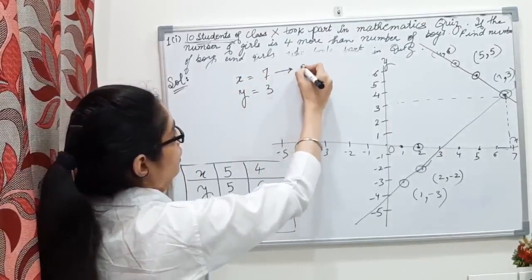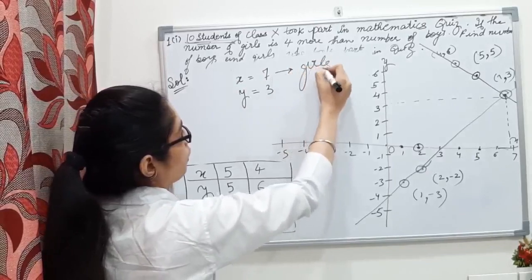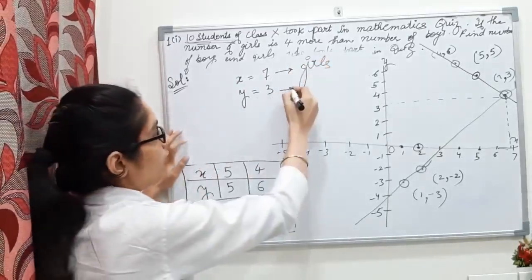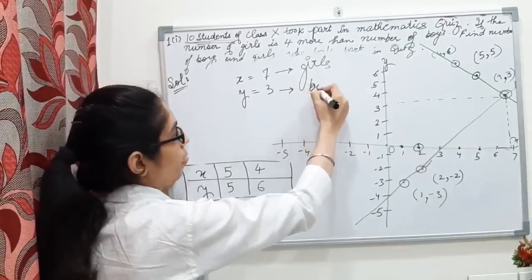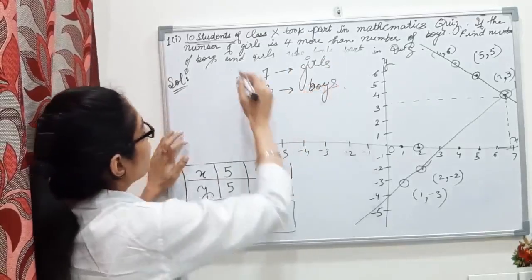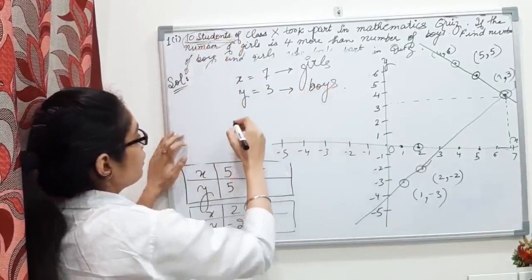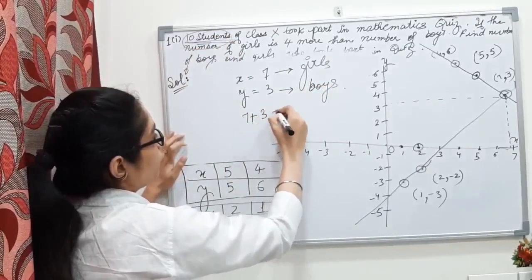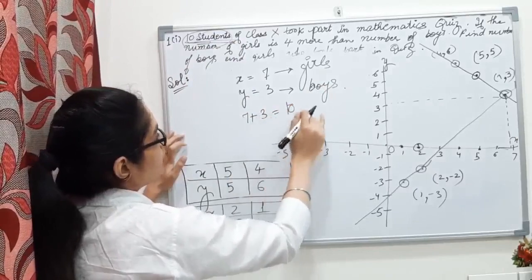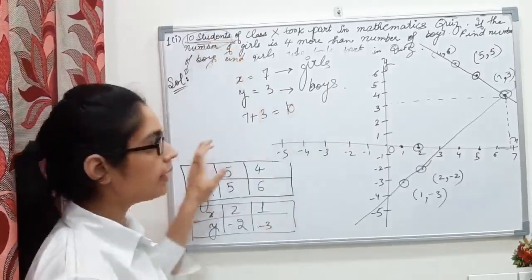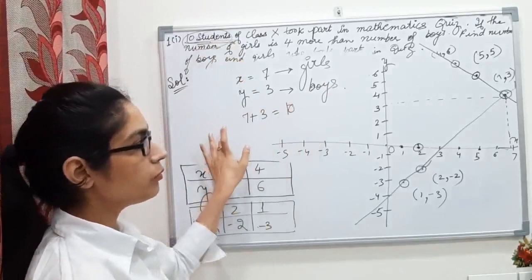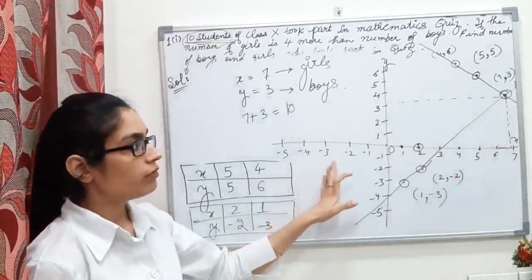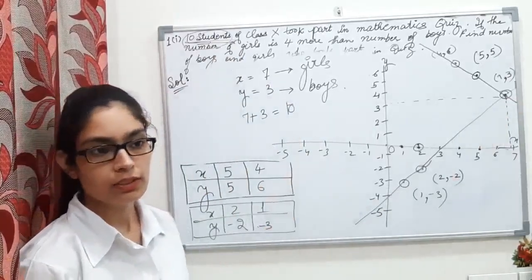Our x was equal to number of girls we have assumed at the starting of the sum, and y is number of boys. You can see total number of students were 10. So number of girls plus number of boys, 7 plus 3 is 10. So it's verifying. That means we have found the correct value. So this is how we find the solutions graphically. Now let's do the second question.